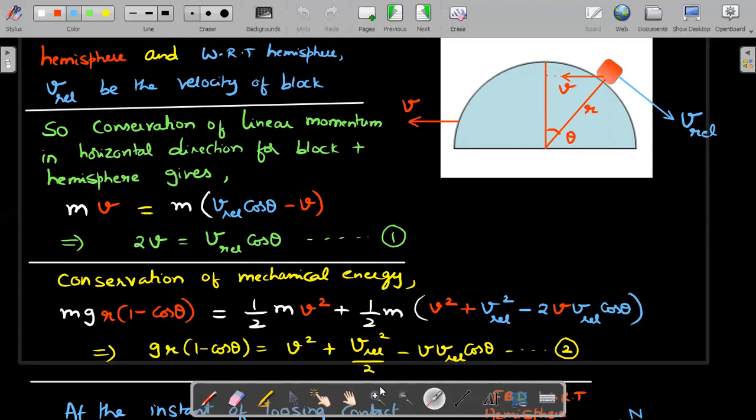Again, appropriately cancelling m and rearranging, you end up getting equation 2, right? Two equations won't be sufficient because three variables are there, right? V is unknown, V relative is unknown, and also cos theta. That should immediately give you calm and composure in the exam that you need to search for one more equation, one more concept. I think you have not yet used the fact that the contact is being lost.